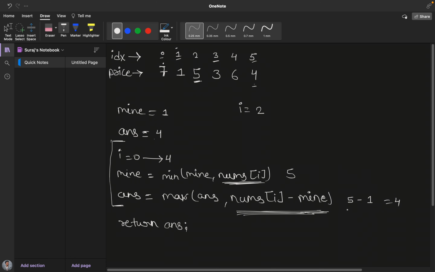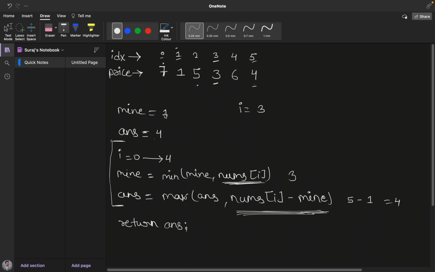Now see here, clearly see here. At this index I am definitely looking for something which has a minimum value to my left, and 1 was the minimum value. Now I will be updated to 3, and what is nums of I here? Nums of I is 3.